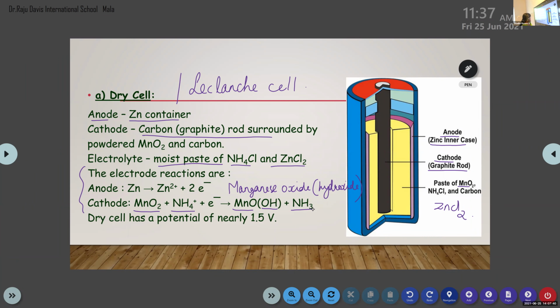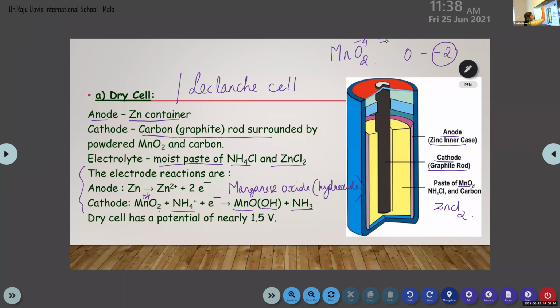And in this cathode, the manganese is in the +4 oxidation state. We have learned about oxidation states, right? How can we determine the oxidation state of an unknown element? In the case of MnO2, you know the oxidation state of oxygen is always -2. And here there are 2 oxygen atoms in manganese oxide, so 2 into -2 is -4.